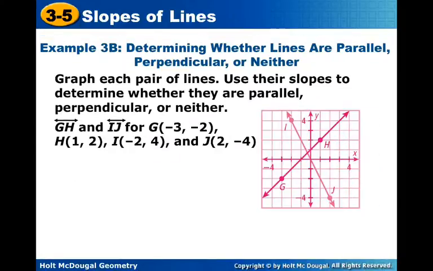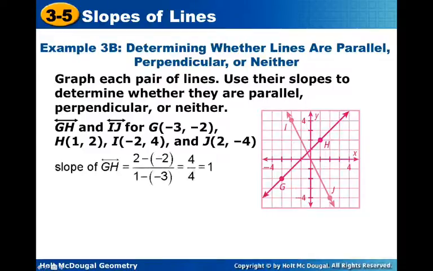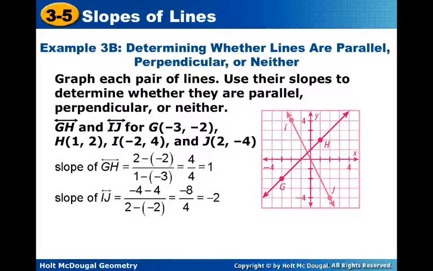Alright, on the next one, we're still going to basically graph your 4 points and your 2 lines made by those 4 points. Then you have to look at your slopes. So look at the slope of GH. The slope of GH is 1. And then the slope of IJ is -2. Those are not negative reciprocals, so they're not perpendicular. So that would be neither on that one.